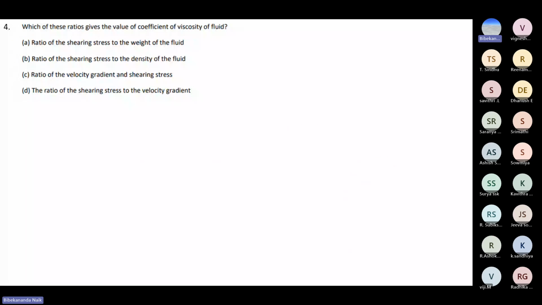Taking the next question: which of these ratios gives the value of the coefficient of viscosity of a liquid? Can anyone tell me what will be the correct answer? Because we know the coefficient of viscosity is what? F by A divided by dV by dt. Is it not? So can anyone tell me what will be the correct answer?